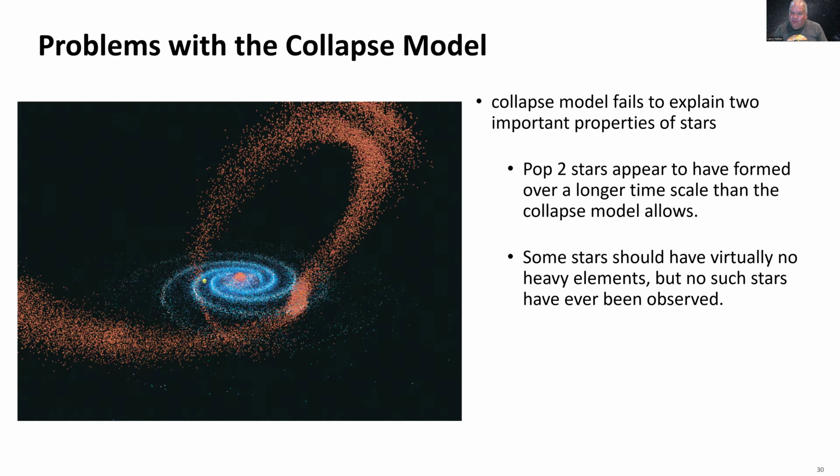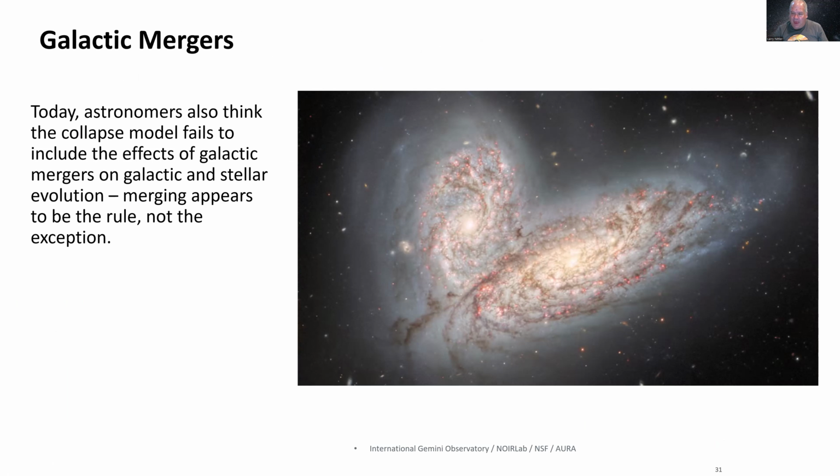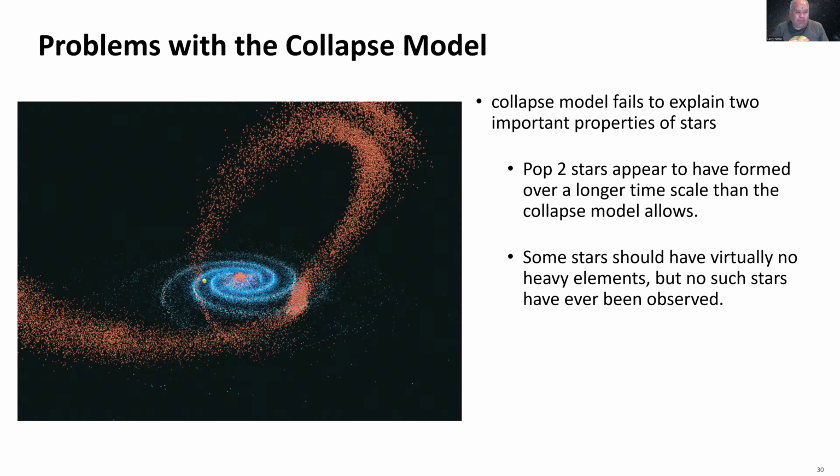Part of it is that the population 2 stars seem to have formed over a much longer time scale, and they were still forming after you start collapsing into the disk. The simple model suggests that shouldn't happen. And you would expect the very first generation of population 2 stars themselves should have no heavy elements at all, because they would have formed from that beginning cloud that was just pure hydrogen and helium. We'll come back to that in a second.